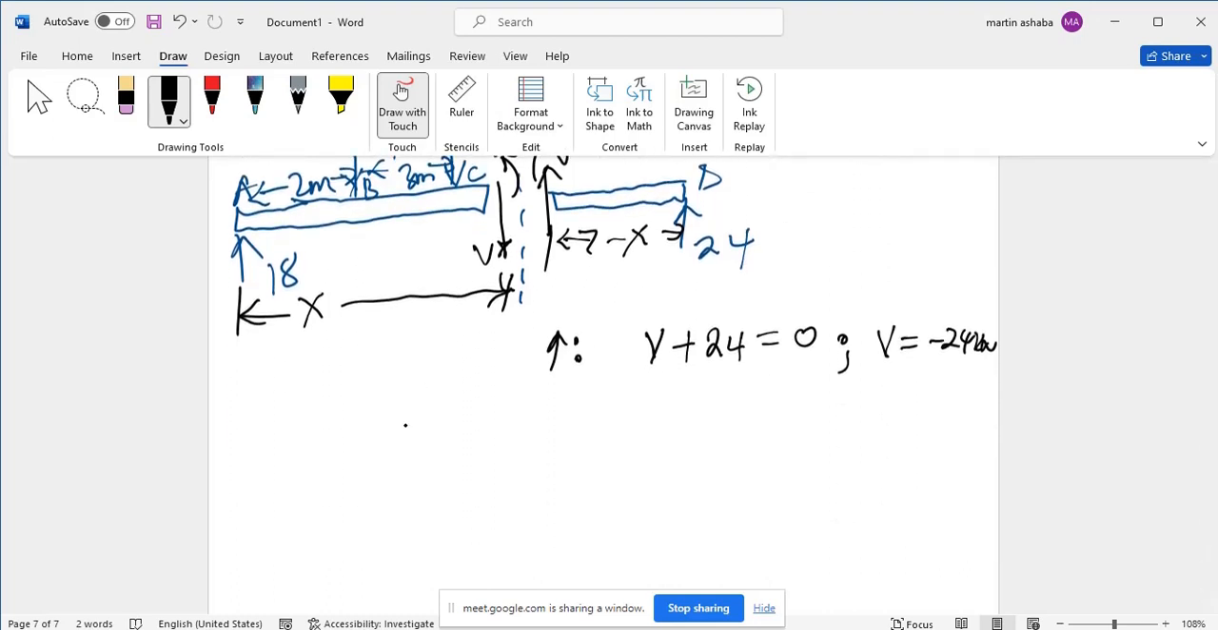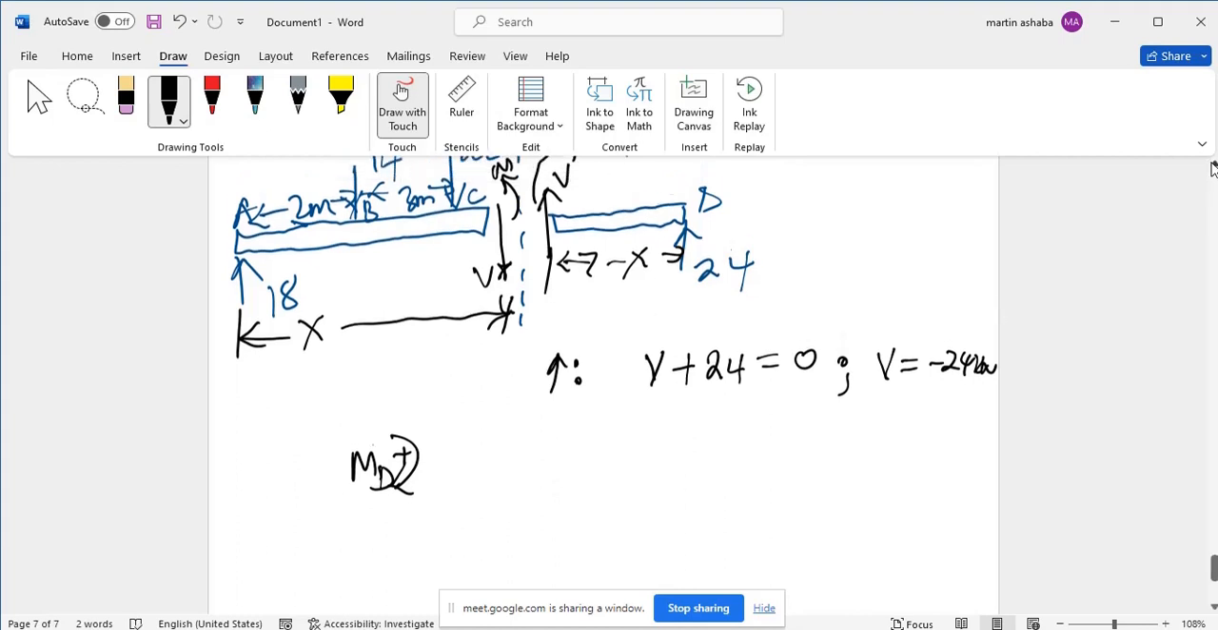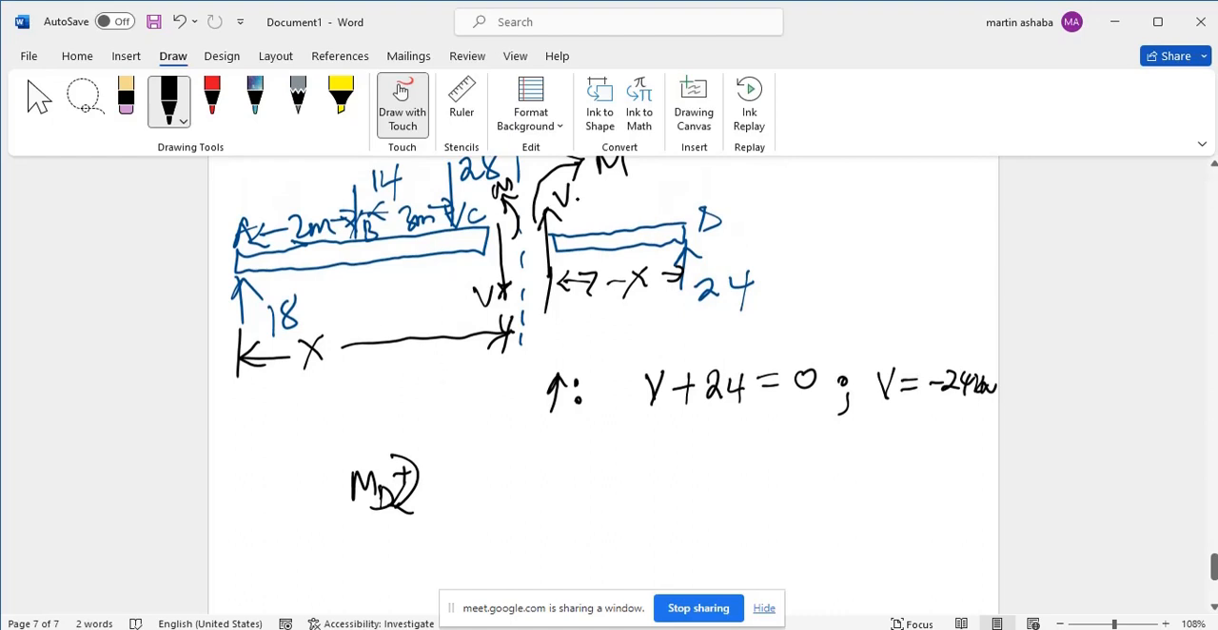What about moments? For moments, we are going to take moments about this point D, moments about D, then taking clockwise moments to be positive. Then it means my bending moment is facing in a clockwise direction. See, this is a clockwise direction. So what will that be? It will be M. Then to that M, we add V times (7 minus x). And this should equal 0.